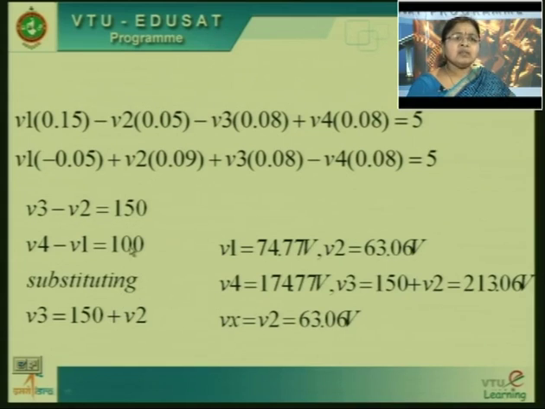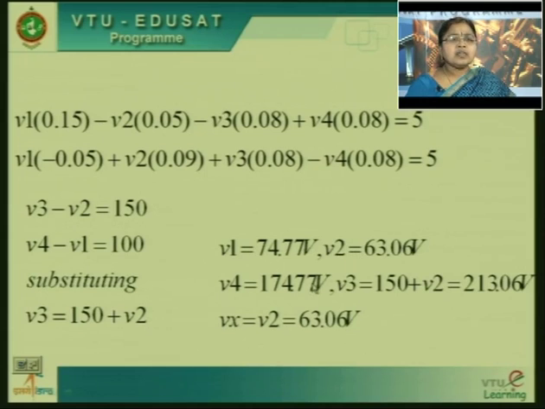3 equations with 3 unknowns. So you can easily solve it either by Cramer's rule or use your calculator, keep it in the equation mode and enter all the coefficients, you can get the answer. So after substituting all those things and solving, we will get the value of V1, that is voltage at node 1, V1 to be 74.77 volts, voltage at node 2 is 63.06 volts, V4 will be 174.77 volts.